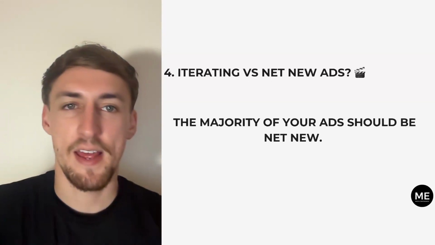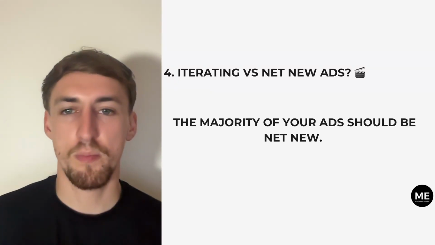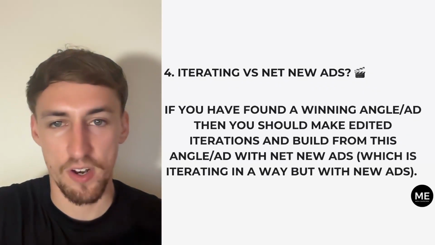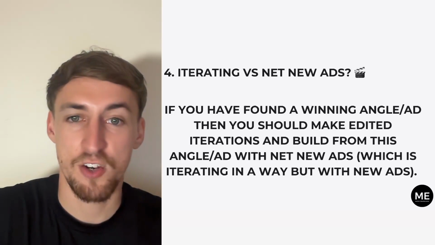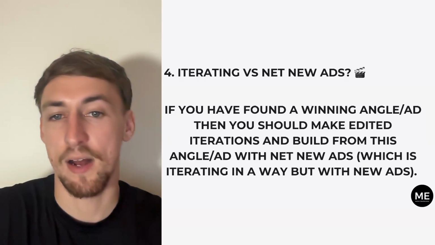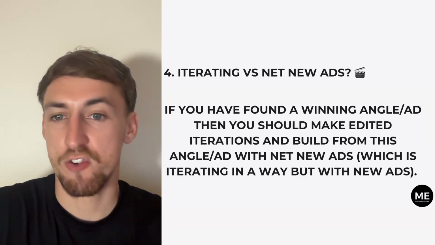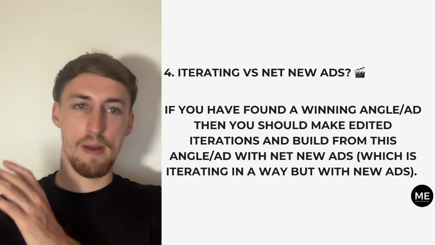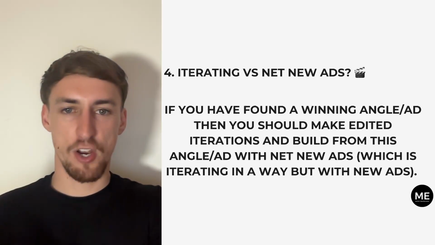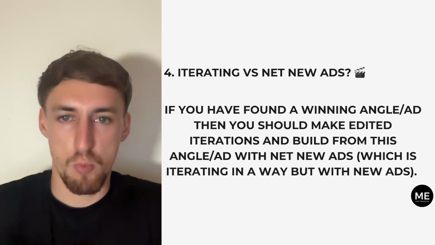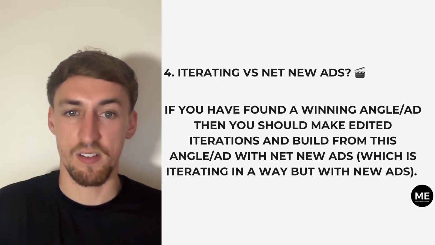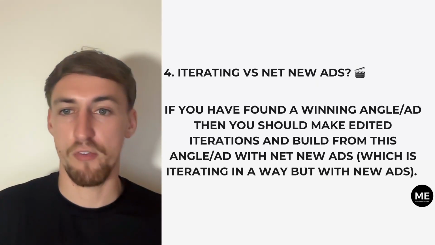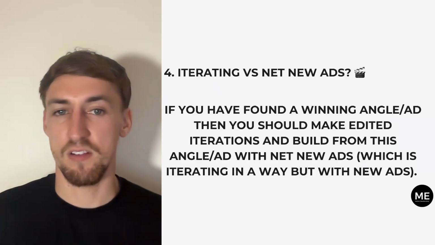Now, iterating versus net new ads. So the majority of your ads should be net new, 100%. But if you have found a winning ad, an angle, then you should make more edited iterations and build from this angle or ad with net new ads, which is pretty much iterating in a way, but with new ads. So what we like to do, if you found a winning angle or a winning ad, make edited iterations 100%. That's kind of a no-brainer because you can make more money with existing content and it's simple to do.